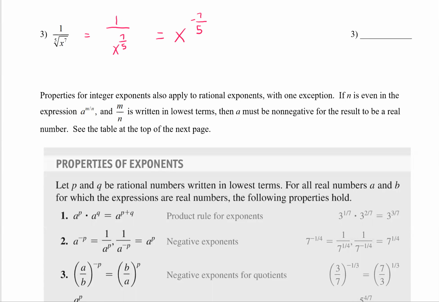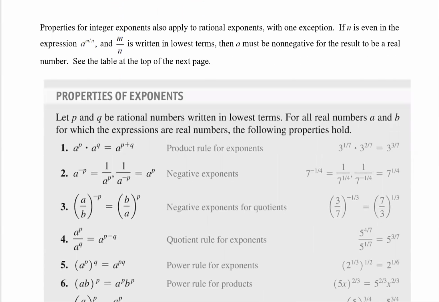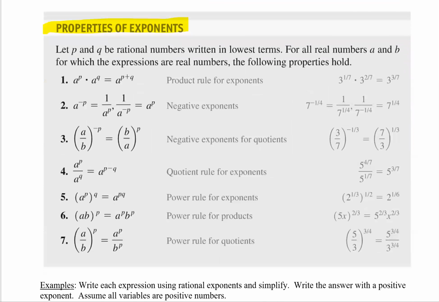All right, you can read the next part. And what we have here for the properties of exponents, these are the exact same ones that we would have used for integer values. They will still hold for rational exponents, which just means we have fractions. So the same rules apply.